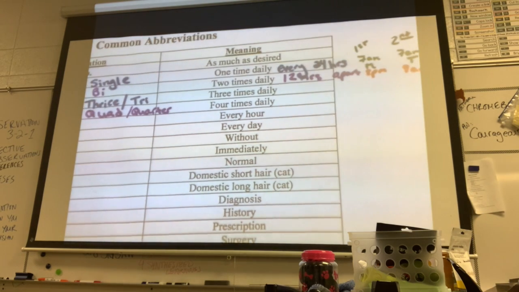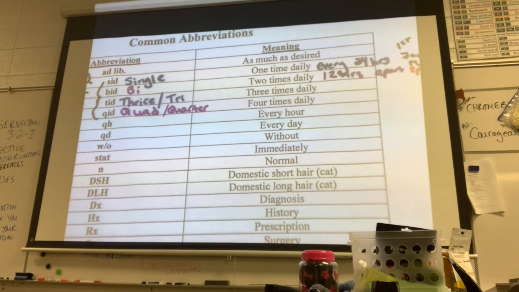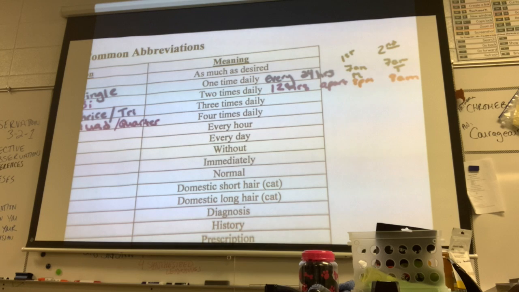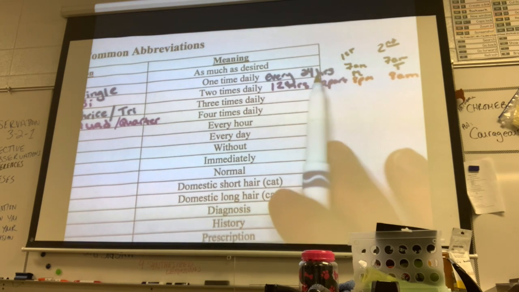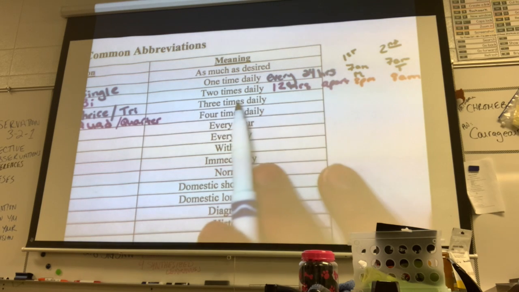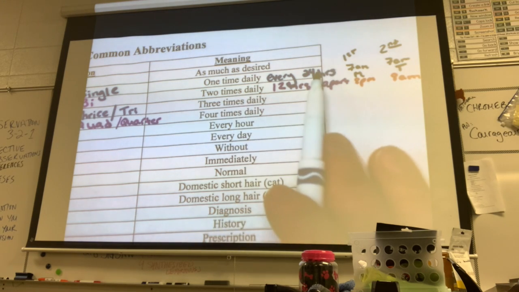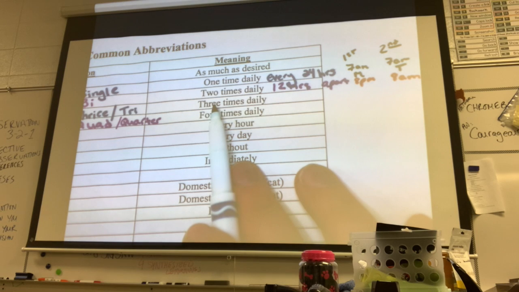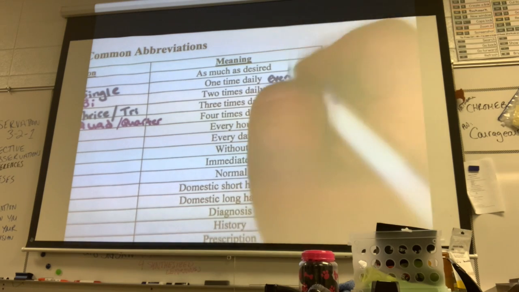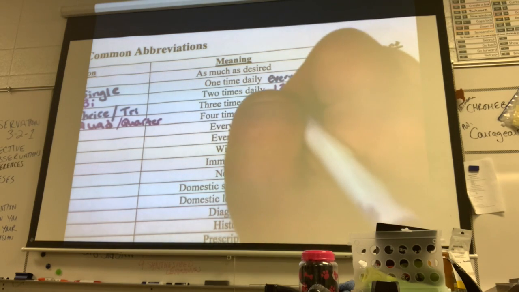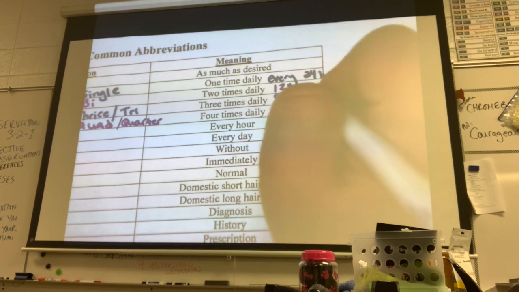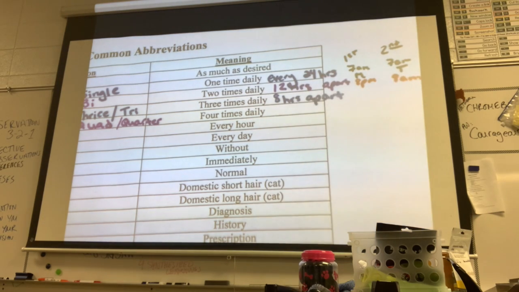All right, so then I have TID, which is thrice a day, or 3 times a day. And if I'm 3 times a day, let's see. To get to 2 times, I went 24 divided by 2. Now I'm going to do 24 divided by 3, which is going to be how many? 8. So 3 times a day is going to be 8 hours apart, or every 8 hours.